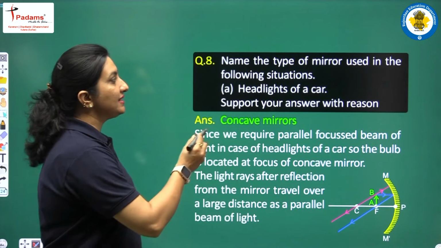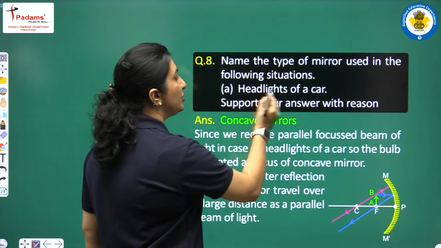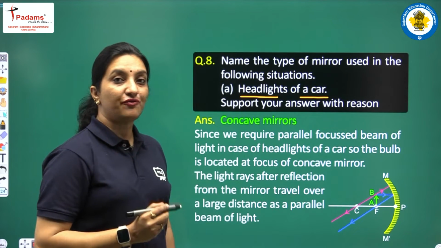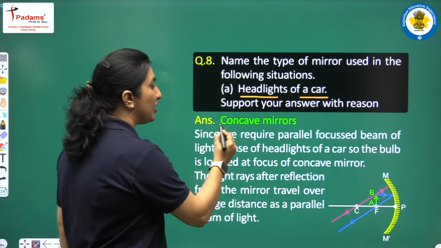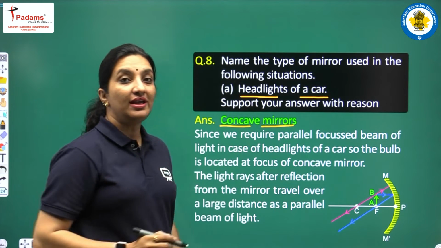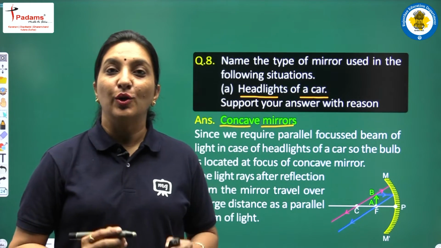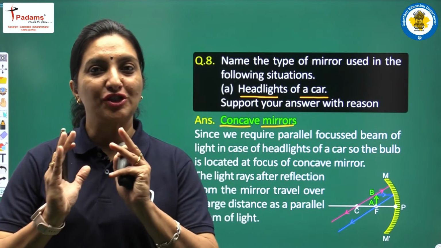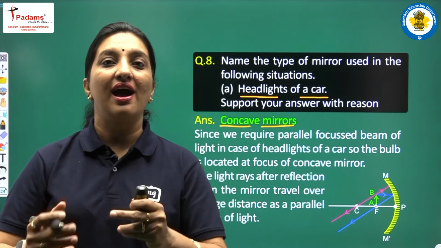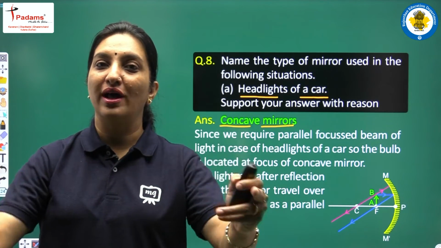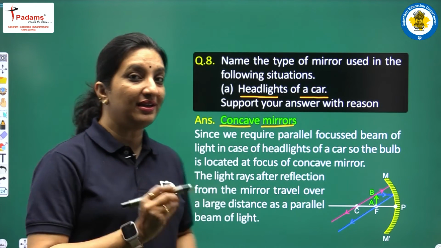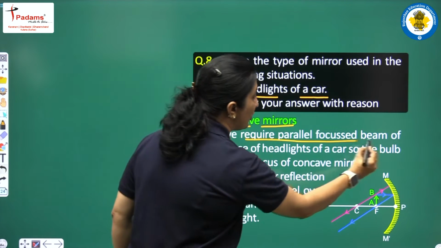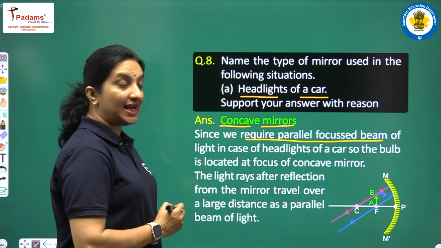Now here what is asked is, name the type of mirror used in the following situations. Headlights of a car. Now students, for headlights of a car we use concave mirrors, क्योंकि हेडलाइट्स जो होती हैं कार की, उसमें हमारी रिक्वायरमेंट क्या है? उसमें हमारी रिक्वायरमेंट है कि एक फोकस्ड बीम ऑफ लाइट निकले, जिससे कि आगे का ट्रैफिक, आगे की रोड हमें क्लियर नजर आ सके. So here we will use concave mirrors since we require a parallel focused beam of light in case of headlights of a car.